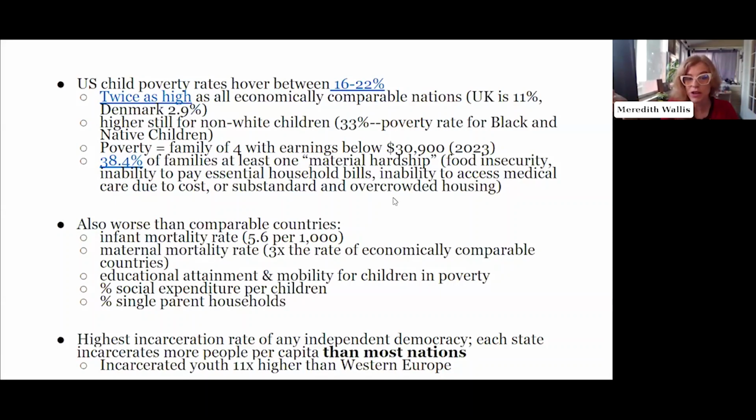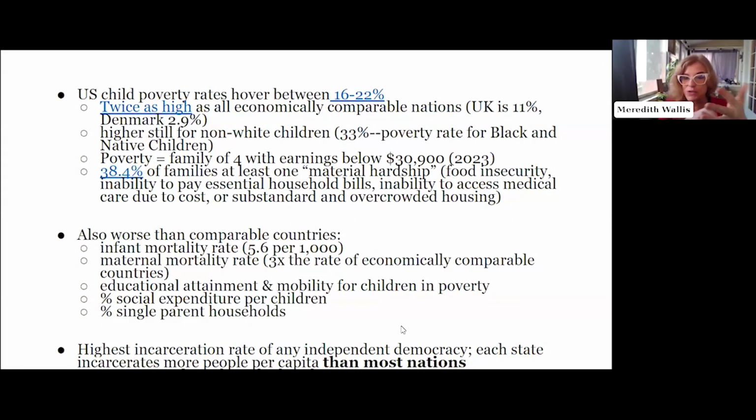Also things that are worse than comparable countries: the infant mortality rate for the US, the maternal mortality rate, educational attainment and mobility for children in poverty, how much the US spends on children in poverty, which is not much, and the single parent household percentage. Now, this number is often cited in discussions of child maltreatment, that it is correlated with child maltreatment. What is not put in that is the fact that the US rate is in part because of the statistic everyone I think knows, which is that we have the highest incarceration rate of any independent democracy, and that each of our states incarcerates more people per capita than most nations. And we also incarcerate more youth than most nations.